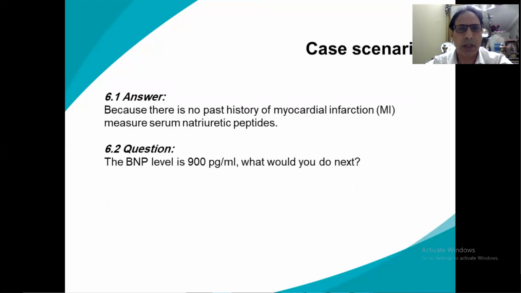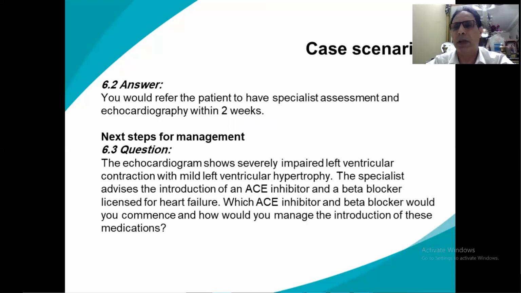Sure, BNP is important. The result was 900 picograms per ml. Next step, sure, echocardiography, in addition to ECG, lipid profile, thyroid function test, complete blood picture, and renal and liver function. Echo findings show severe impairment of left ventricular contraction, that means low ejection fraction. Normal ejection fraction is around 50 to 55. When the ejection fraction is below 50, that means impaired or low ejection fraction, heart failure, and above 55 is normal. So the differentiation between systolic and diastolic depends on this number. The echocardiogram shows severely impaired left ventricular contraction with mild left ventricular hypertrophy.